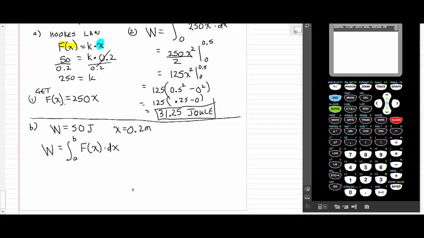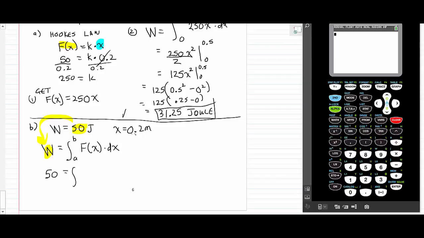Let's see what we have going on in this problem. Basically, they gave you the work, so you're going to plug that in. That's going to be 50. And don't worry about the units. You have joules and you have meters. That's the key thing, because a Newton is a kilogram meter per second squared. So you have to have meters in order to match up the units. Everything matches on this.